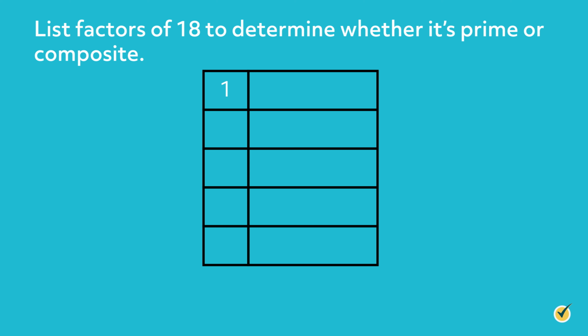Start with 1. Ask yourself, 1 times what number equals 18? 1 times 18 equals 18, so 1 and 18 are factors. Next is 2. 2 times 9 equals 18, so 2 and 9 are factors. What about 3? Well, 3 times 6 equals 18, so 3 and 6 are factors.